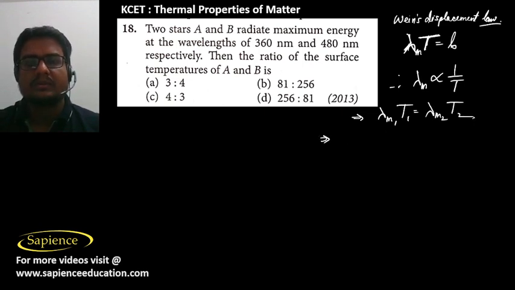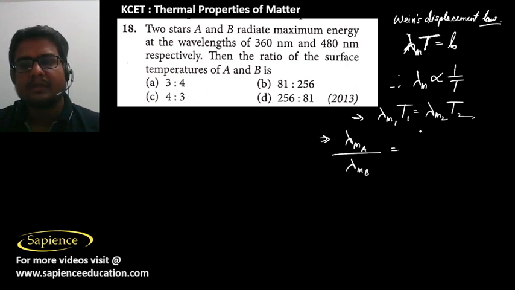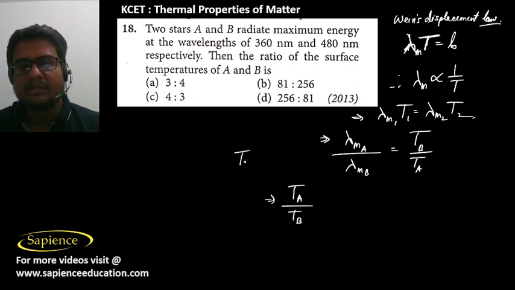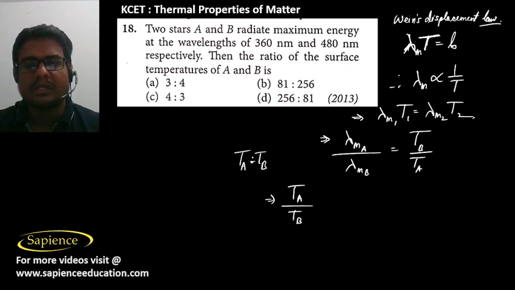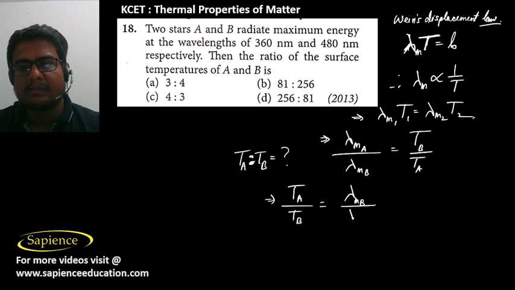So the two stars radiate maximum energy at these wavelengths. Therefore lambda ma divided by lambda mb is equal to Tb divided by Ta. Now the ratio of the surface temperatures of A and B has been asked, so it means Ta by Tb has been asked. The surface temperature of star A is to the surface temperature of star B. So Ta by Tb will be lambda mb by lambda ma.